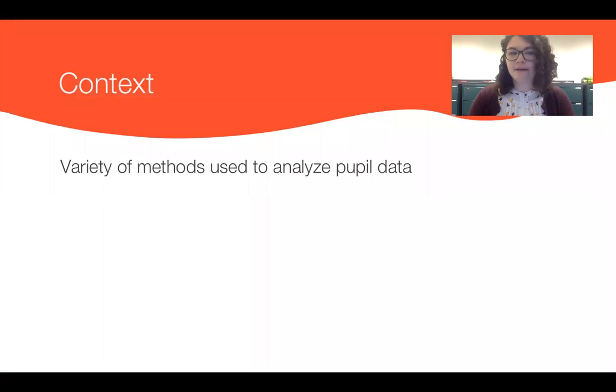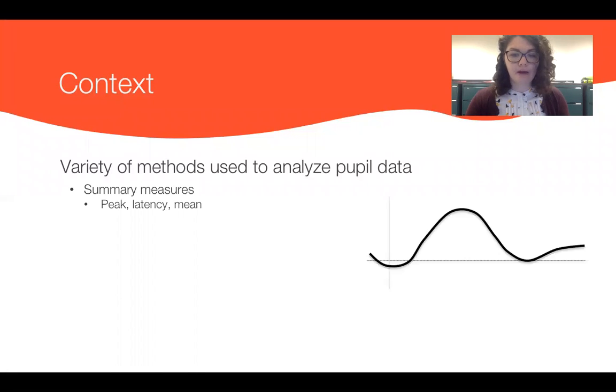So I want to dive in and set up the context for what I'm talking about when I say time course data analysis. There are a variety of methods used to analyze pupil data, and that's really the point of this conference, to discuss these methods. I would start by breaking these into two categories. The first of those two categories being summary measures. This is when you have pupil response across a trial, for example, when you are taking that longitudinal data and you're summarizing it down to a single value per trial per subject.